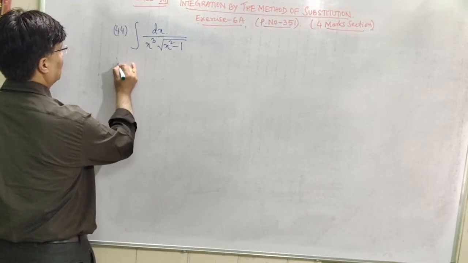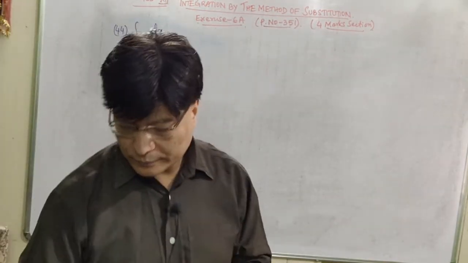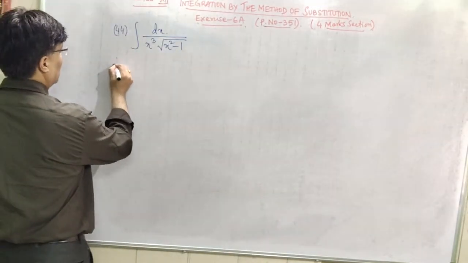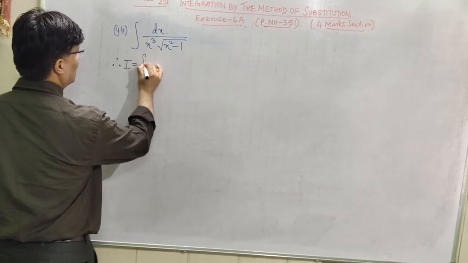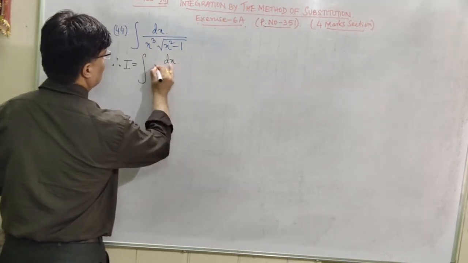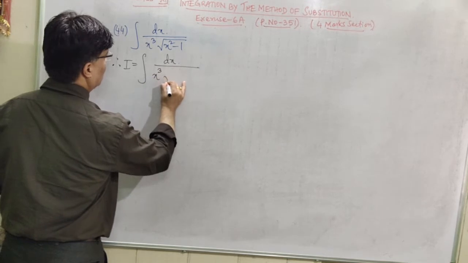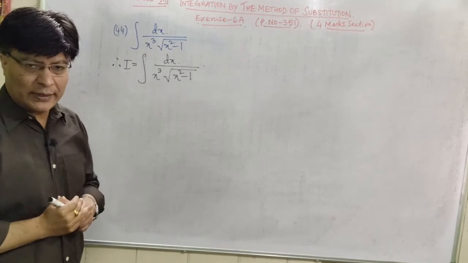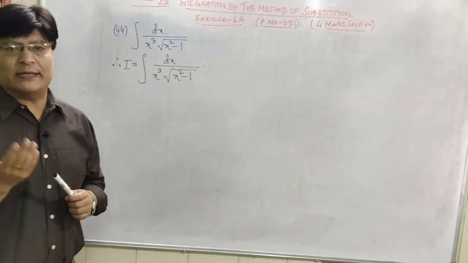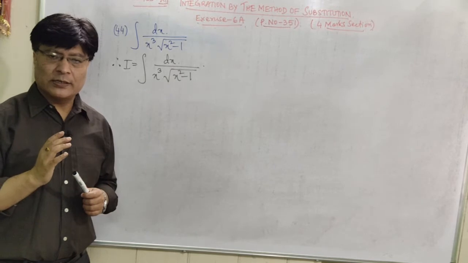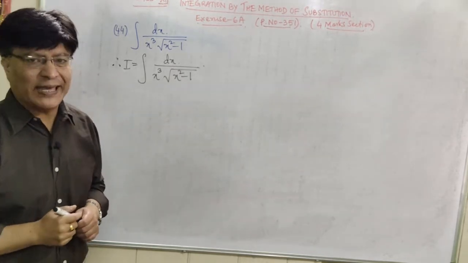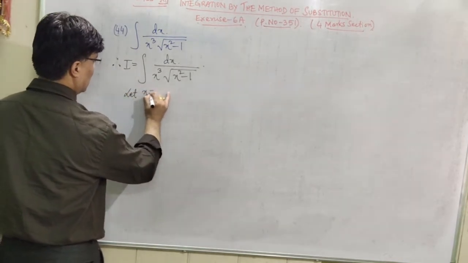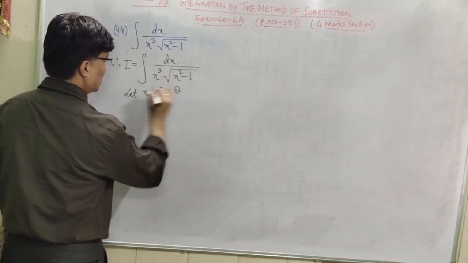Therefore I is equal to integral dx divided by x cube root over x square minus 1. Now within square root there is x square minus 1. So what should be the trigonometric substitution for x? You put x is equal to sec theta in this case. So let x is equal to sec theta.